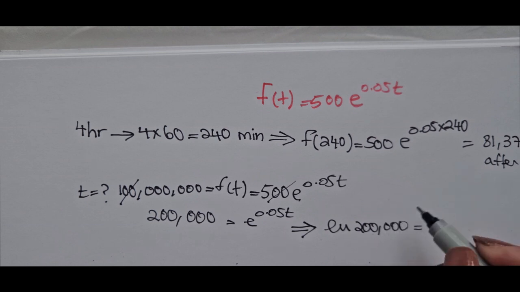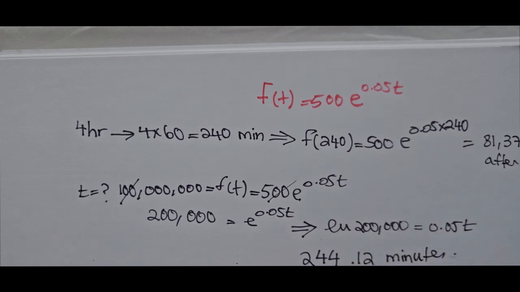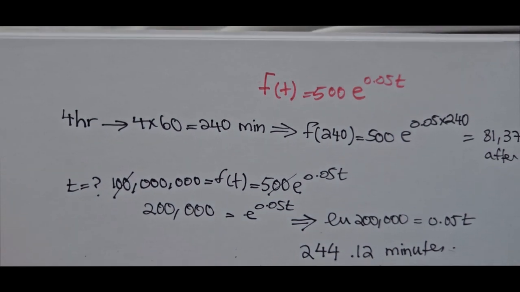Okay, it's very similar. It's actually exactly the same solution, different numbers. You divide both sides by 0.005, and then the final answer after simplification will come up to 244 and 12 minutes.